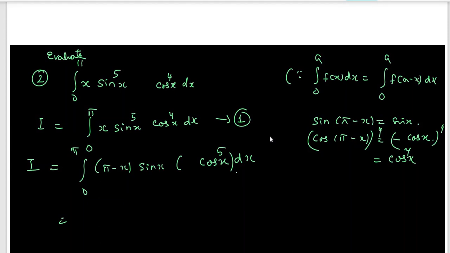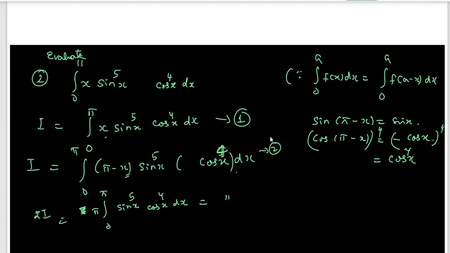So you have I to be the integral from 0 to pi of (pi minus x) sin^5 x cos^4 x dx. Now if we name this as 1 and this as 2, by adding the two we can avoid this x, so the integral from 0 to pi, this pi we can of course take out, of sin^5 x cos^4 x dx. Now again we cannot make use of the reduction formula because it is 0 to pi.